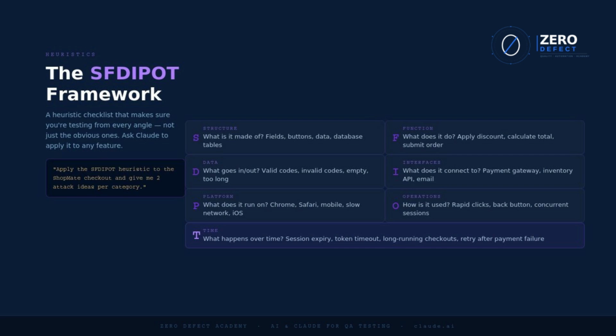Now, let's talk about SFDIPOT. This is a testing heuristic created by James Bach, and it's one of the most useful tools an exploratory tester can have. Each letter stands for a different dimension of the system you should be thinking about.